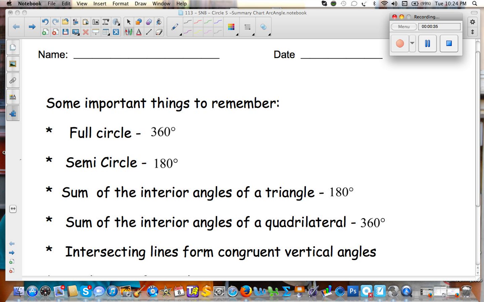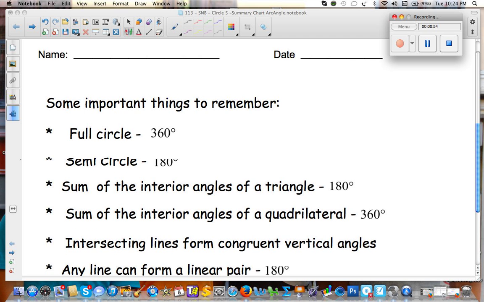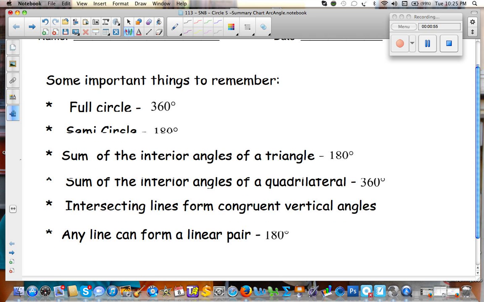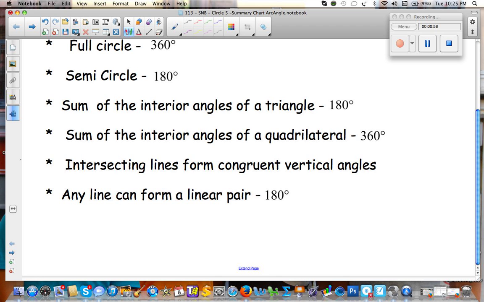Okay, welcome back. Alright, so the first page we have here has some important things to remember. The full circle is 360 degrees, a semicircle is 180, and the rest of the things that you already know about, the sum of the interior angles of a triangle is 180, and so forth. We talk about quadrilaterals, intersecting lines form congruent vertical angles, and a line can form a linear pair.